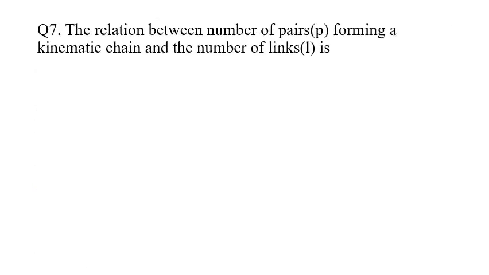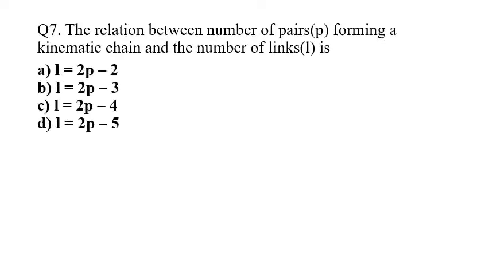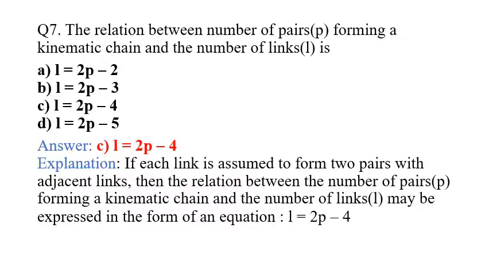Question number 7. The relation between number of pairs P forming a kinematic chain and number of links L is given by A. L is equal to P minus 2, B. L is equal to P minus 3, C. L is equal to 2P minus 4, D. L is equal to P minus 5. The answer is L is equal to 2P minus 4. This is a standard equation. If each link is assumed to form two pairs with adjacent links, then the relation between the number of pairs P forming a kinematic chain and number of links L may be expressed by the equation L is equal to 2P minus 4.